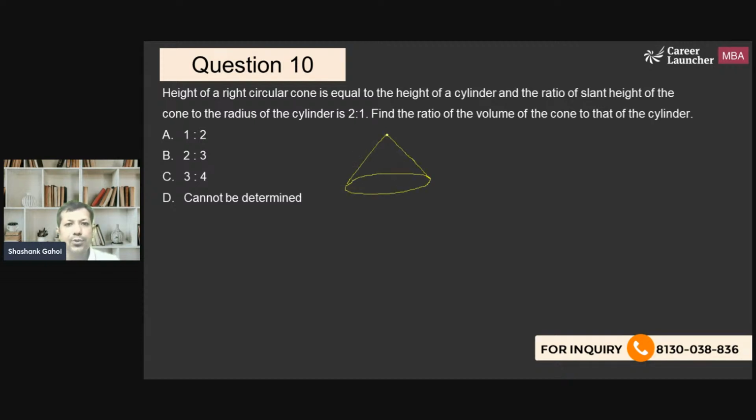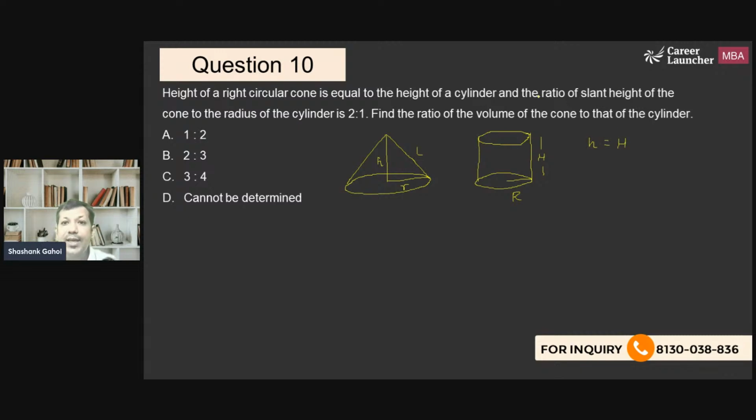So a right circular cone has two things: one is going to be radius, second is going to be height, and the third one is slant height. This cylinder has two things, height and radius. So let's say this is capital R and this is capital H. The height of the circular cone is equal to the height of the cylinder. So small h is equal to capital H.